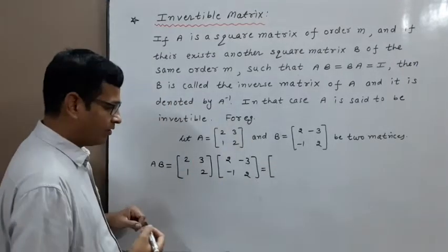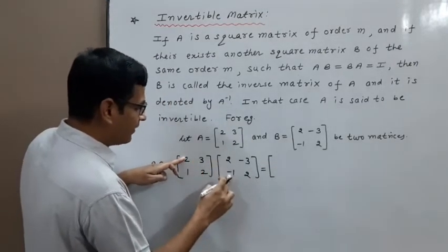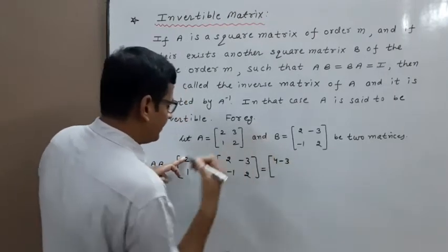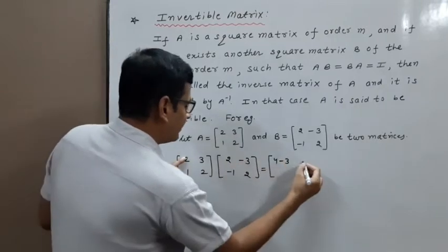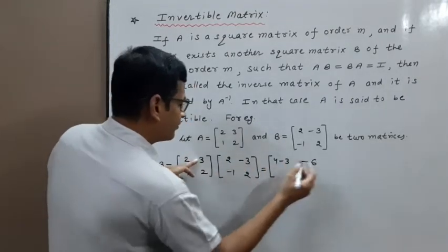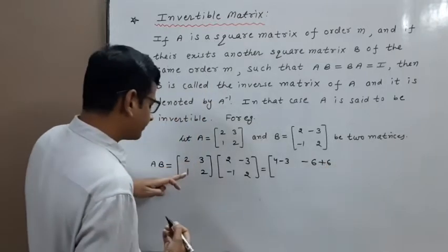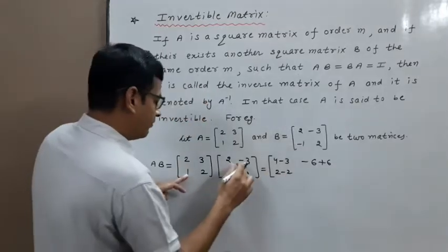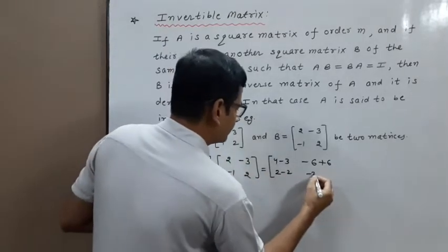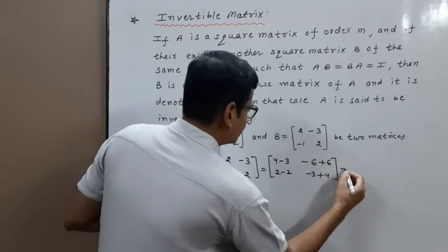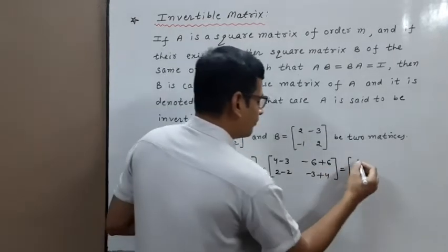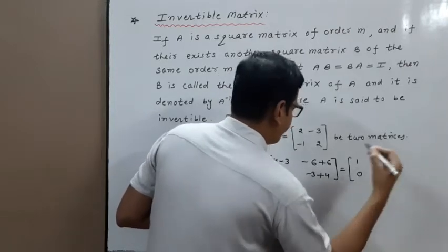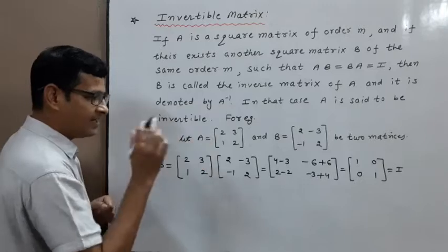We multiply row by column. 2, 3 into 2 minus 1. 2 into 2 is 4, 3 into minus 1 minus 3. 2 into minus 3 minus 6. 3 into 2 6. 1 into 2 minus 2, minus 3 plus 4, is equal to 1 0 0 1 is equal to identity matrix. Product of AB is identity matrix.